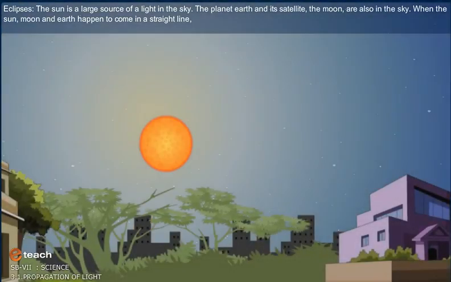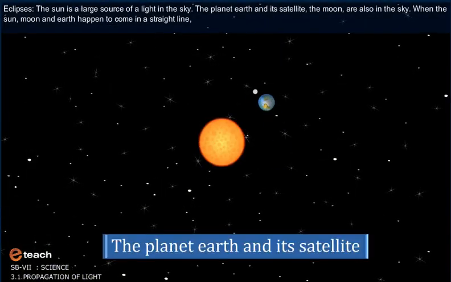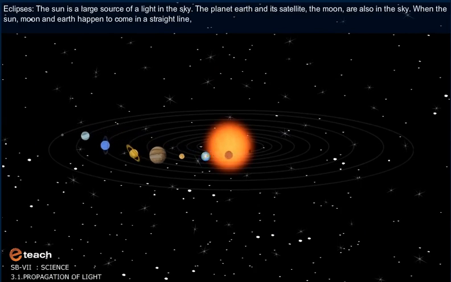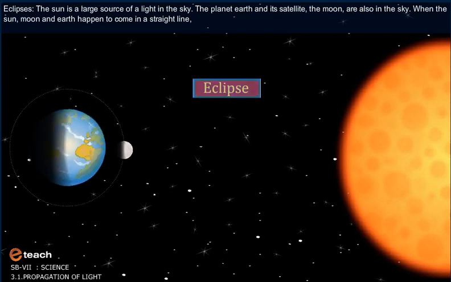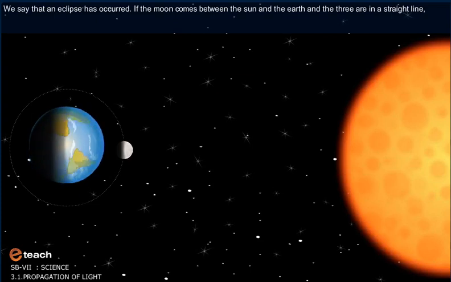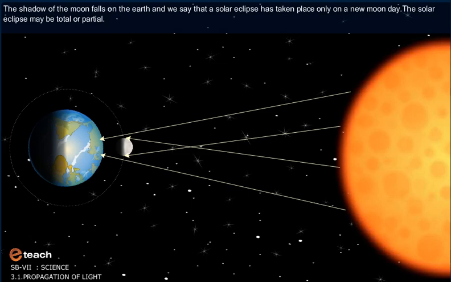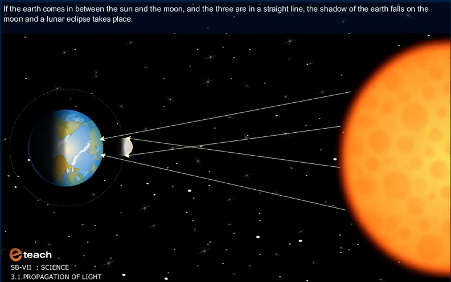Eclipses. The sun is the largest source of light in the sky. The planet Earth and its satellite, the moon, are also in the sky. When the sun, moon and earth happen to come in a straight line, we say that an eclipse has occurred. If the moon comes between the sun and the earth and they are in a straight line, the shadow of the moon falls on the earth and we say that a solar eclipse has taken place, only on a new moon day. The solar eclipse may be total or partial.